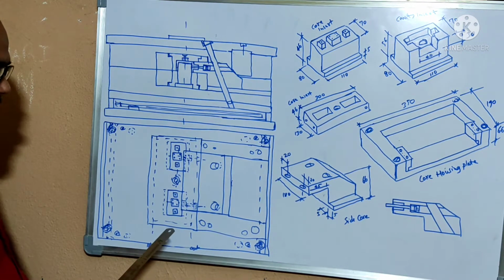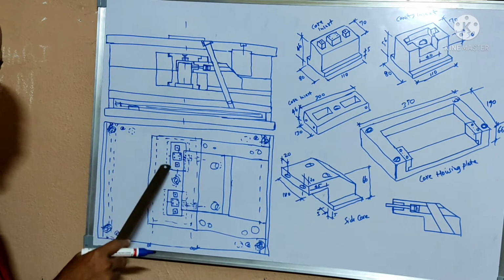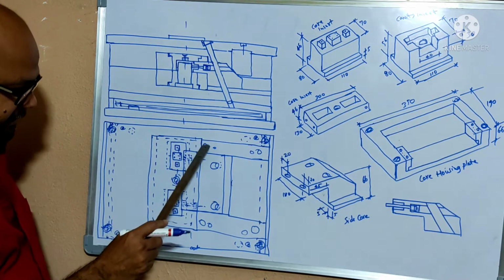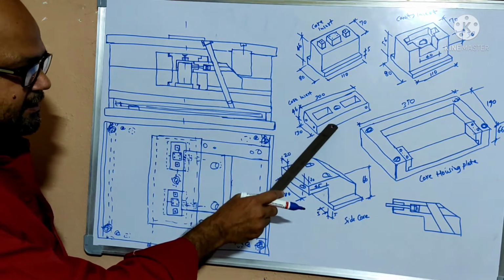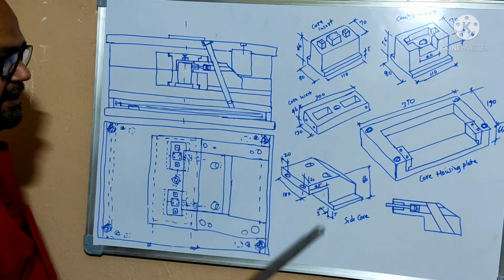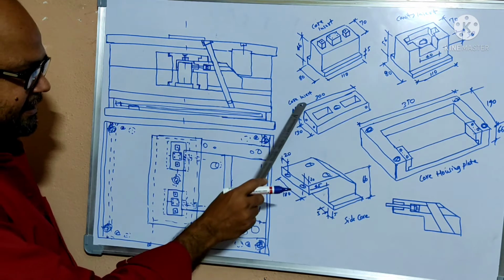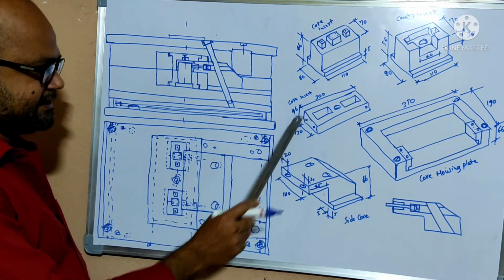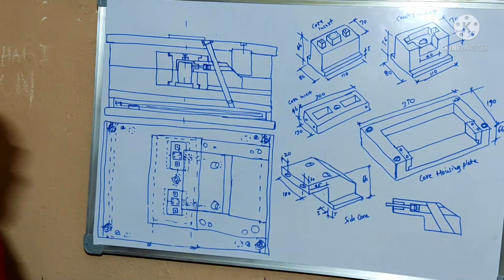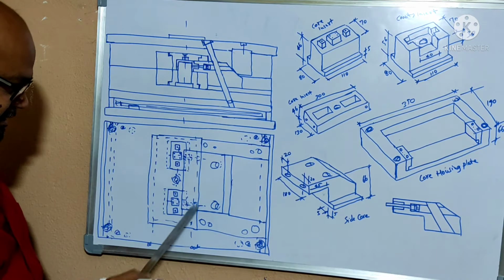Along with that, you are observing the main core insert. This is the main core insert. Here I am giving the dimensions: 300 length, and width is 130 mm, and the thickness of the insert is 46 mm. This one is the main insert.